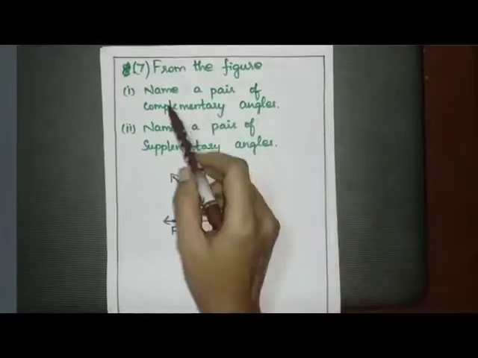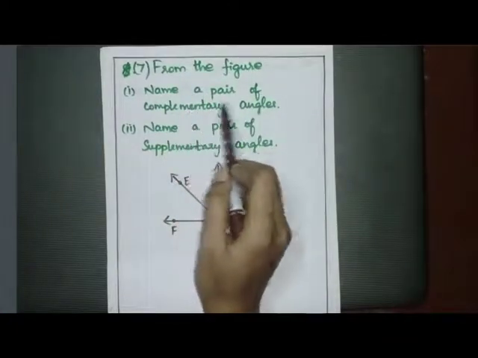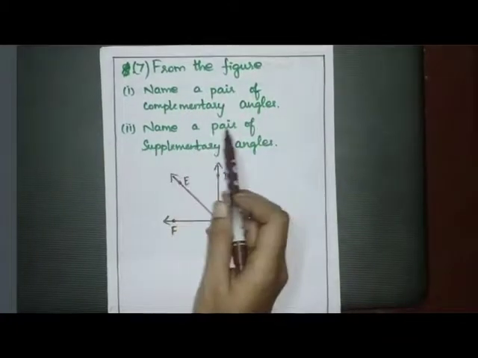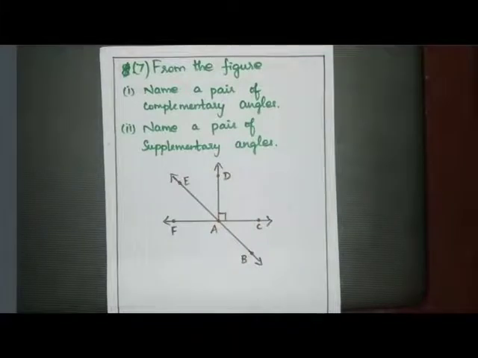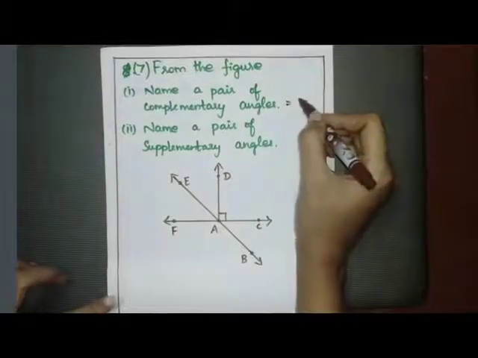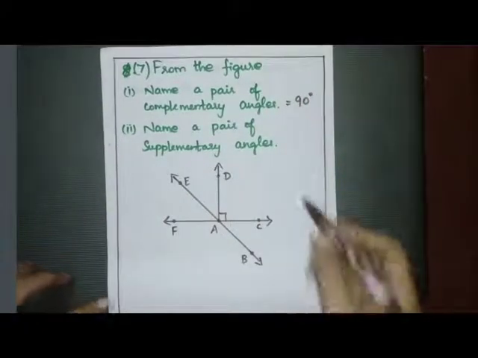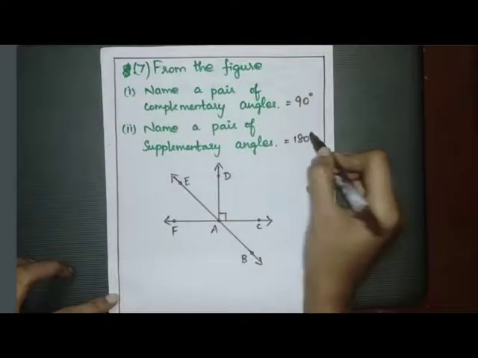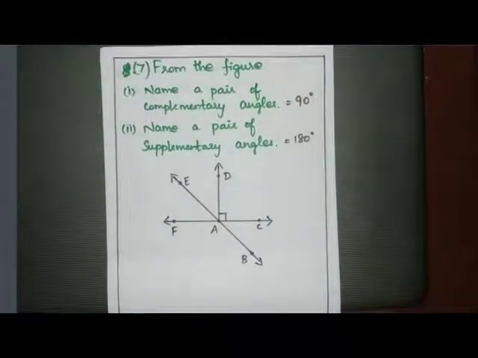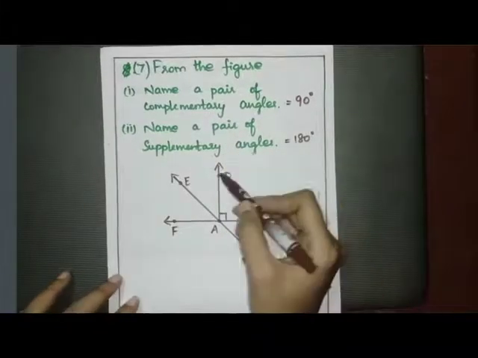From the figure, name a pair of complementary angles and name a pair of supplementary angles. So from the figure you have to name complementary angles and supplementary angles. Complementary angle means 90 degrees, supplementary angles means 180 degrees. So let us write the pair of angles. First look at complementary. Complementary means 90 degrees.